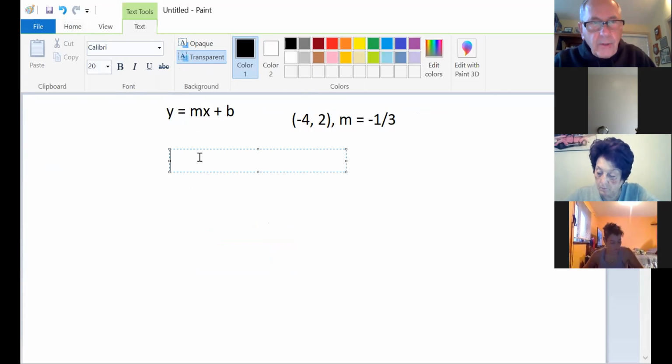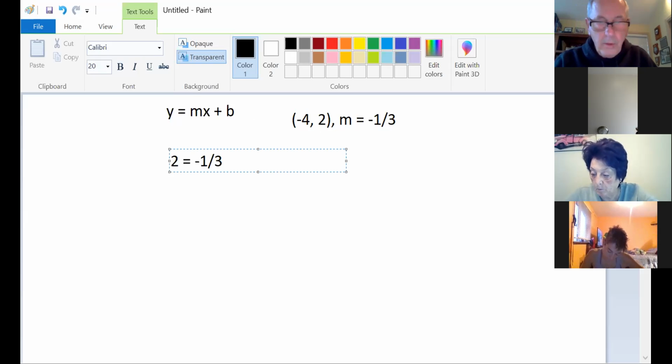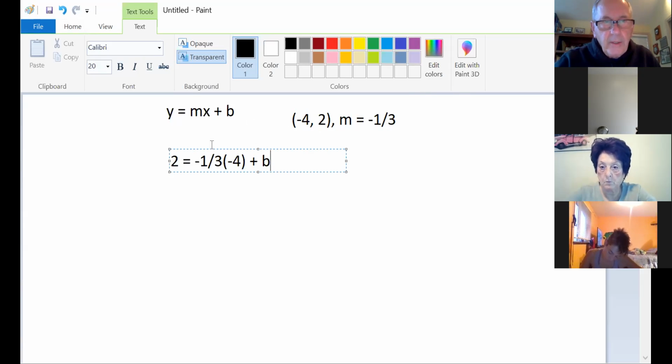So plug this into this equation. For y, we put 2. For m, we put minus 1/3. For x, we put minus 4. Right? Oops, sorry, minus 4. We don't know what b is, but we're solving for b. So you see what I did? I plugged the y value in, the x value in to this equation, and we're solving for that y intercept.